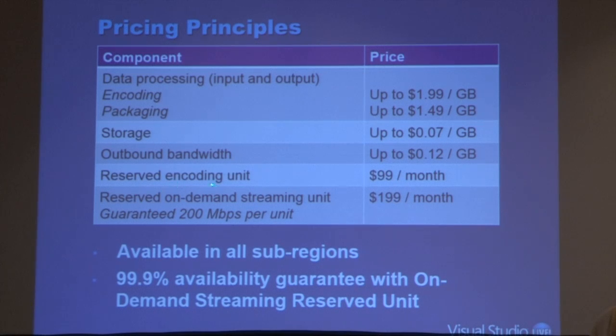So there is this reserved encoding unit, which costs $99 a month, which guarantees that whenever you create a new encoding job, it's going to execute right away on your reserved encoding unit. If you don't have reserved encoding units, then you're part of a shared global work queue, and your encoding job might be delayed, usually by a few minutes, but theoretically by a few hours. The other reserved component you can purchase is an on-demand streaming unit, which guarantees 200 megabits per second of streaming access. So when your clients hit the media endpoints, the smooth streaming endpoints, this on-demand streaming unit guarantees that you can support 200 megabits per second, and you can purchase as many of these as you'd like.